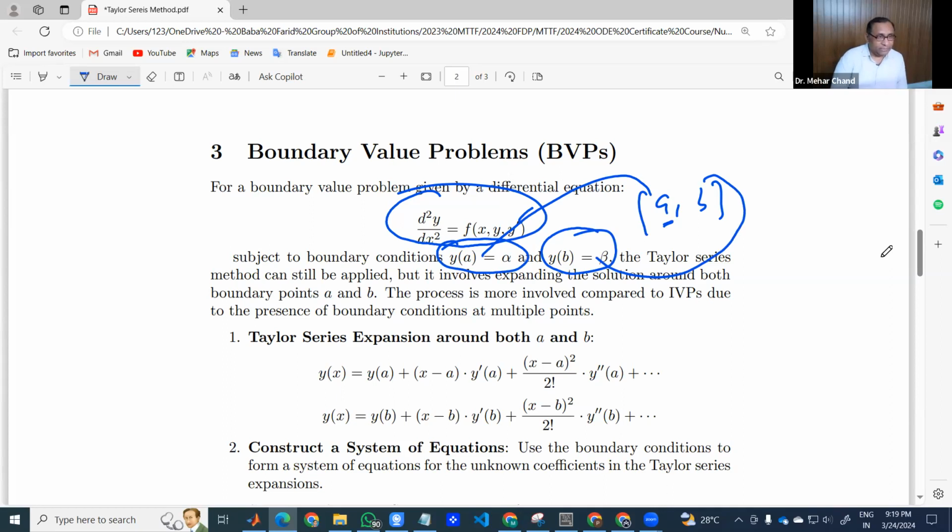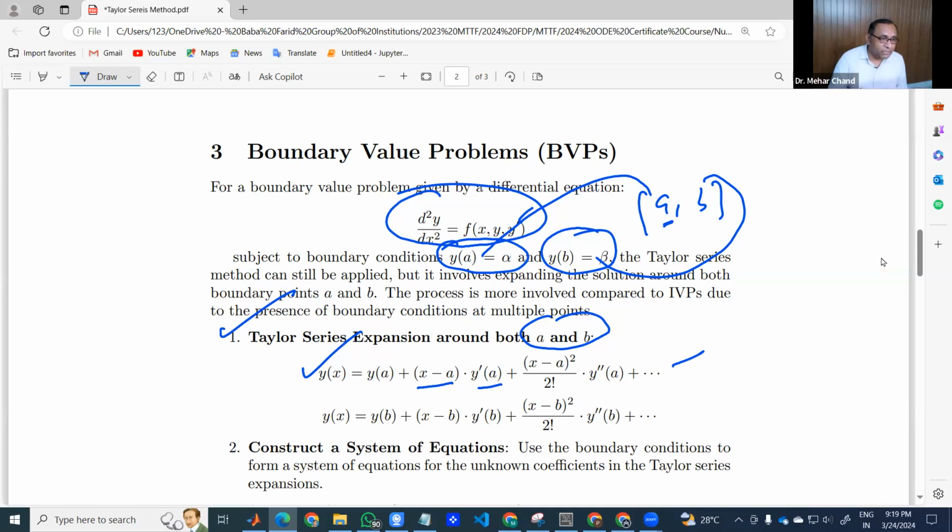The Taylor series method can still be applied, but it involves expanding the solutions around both boundary points a and b. The process is more involved compared to initial value problems due to the presence of boundary conditions at multiple points. So here you can see how we can apply this. We have to apply this Taylor series expansion at both points a and b. So we have y(x) equal to y(a) plus (x minus a) y'(a) plus (x minus a)² upon 2 factorial y''(a) and so on.